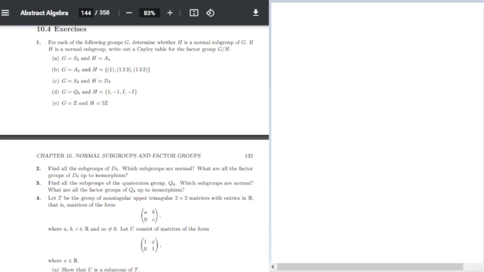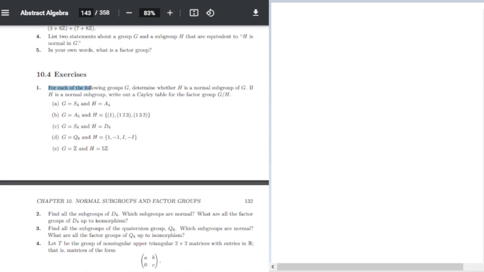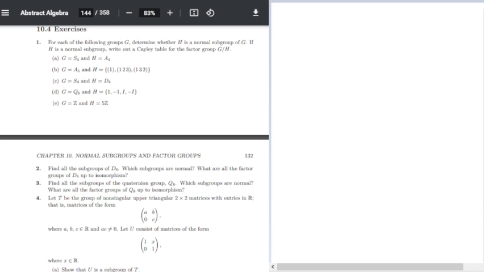Anyways, back to the math. For each of the 10.4 exercises, for each of the following groups G, determine whether H is a normal subgroup of G. If H is a normal subgroup of G, write out a Cayley table for the factor group G over H. So, G equals S4 and H equals A4. So let's think about this. So, A4.